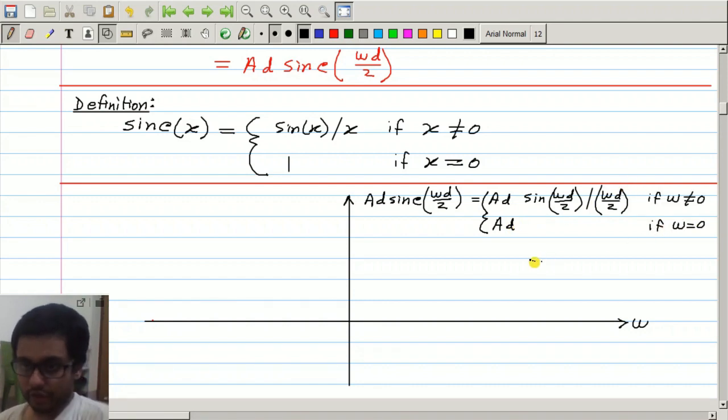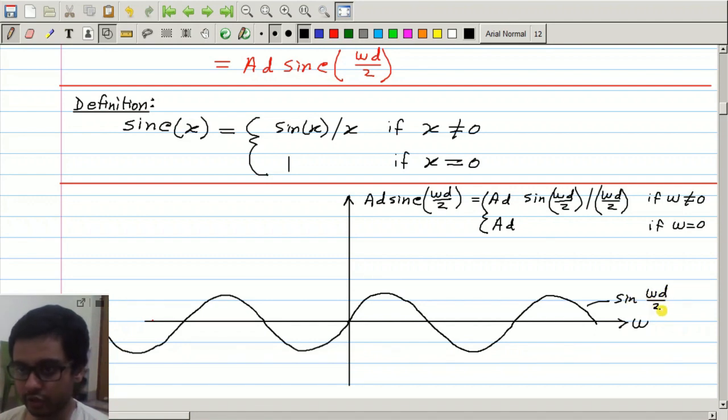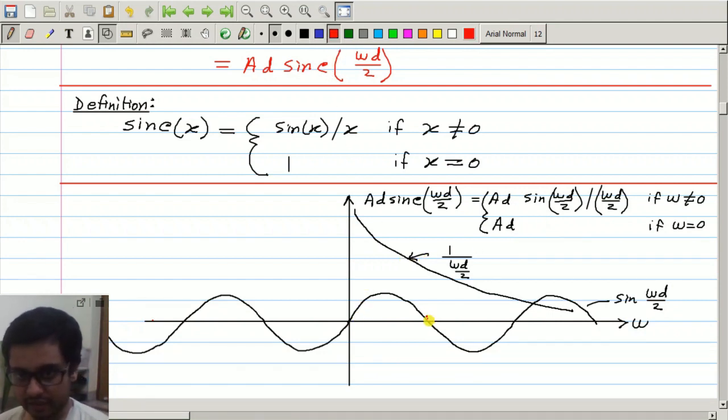Okay, now let me first draw sine omega d by 2. So a sine function will look like this. This is sine omega d by 2, and let me now plot 1 over omega d by 2. So that will look like this. Okay, so this is 1 over omega d by 2. Now you have to multiply these two, and if you do that, then it will look somewhat like this.